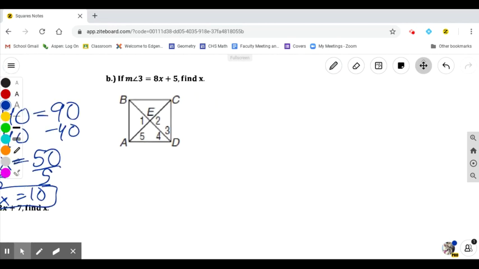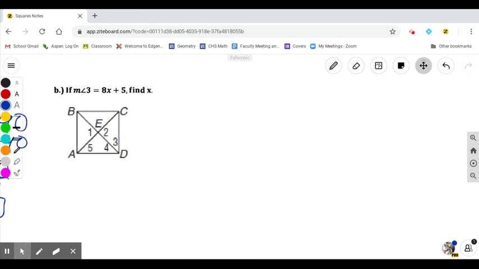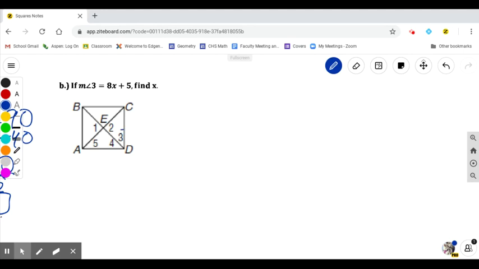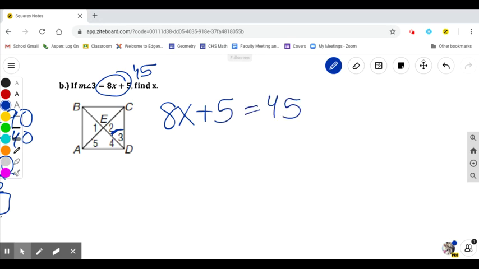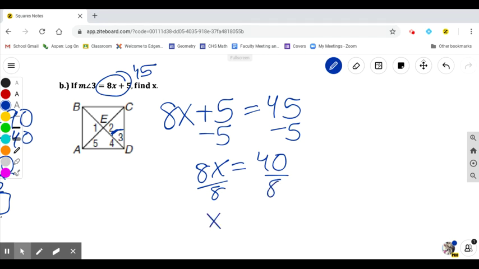Letter B, we are given something for angle 3. So angle 3 is here, which is 45 degrees, because in every single square, those little angles are 45. So this is equal to 45 degrees. So you're going to set up 8x plus 5 equals 45. And then we're going to solve for x. So I'm going to subtract 5. So we have 8x equals 40, and then divide by 8. So that's x. X is 5. So anytime you're given one of these little angles here, they're all 45 degrees. So you can set it equal to 45.